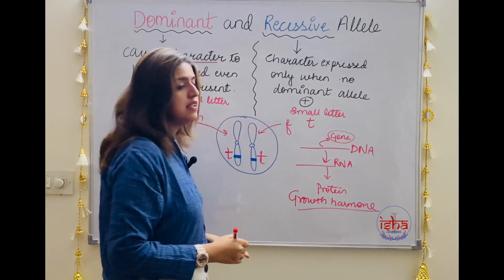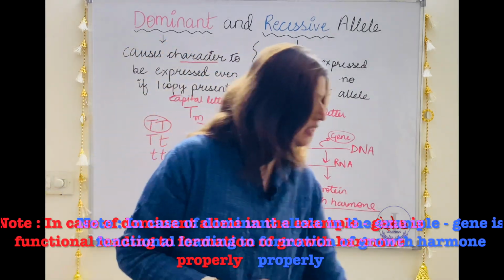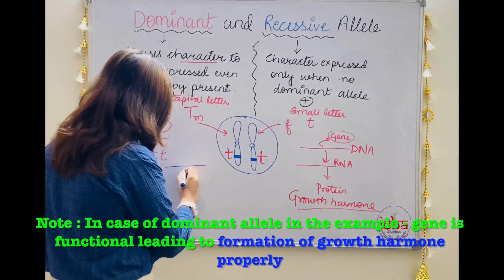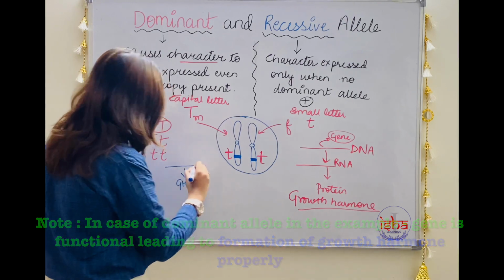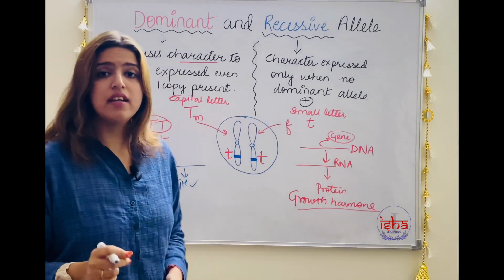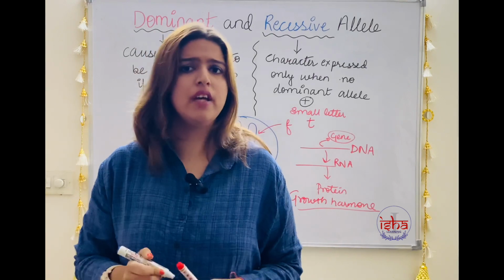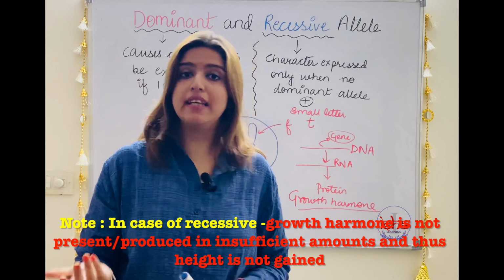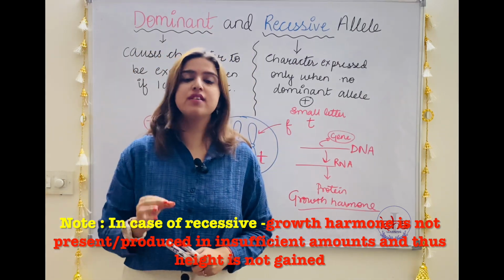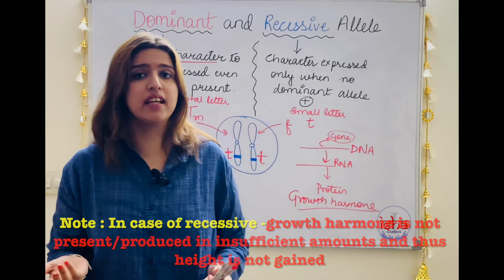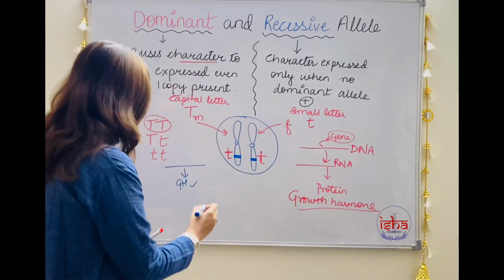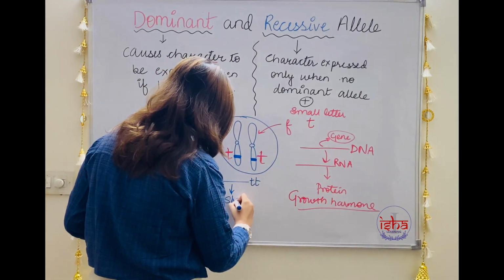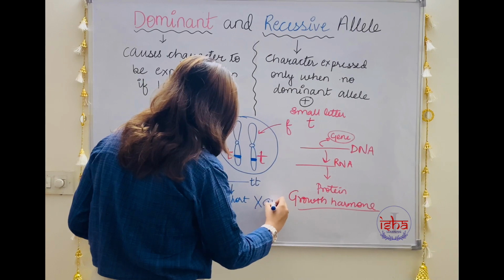So now what happens is that in the case of the dominant allele, this gene is functional. Let's say if it is capital T, then your growth hormone is being made properly. But in the recessive character, the gene maybe has a mutation or some defect because of which the growth hormone protein is not functional. If growth hormone is not present, then how will you gain height? That is why in the recessive condition you are not able to gain height. The height is short due to non-functional growth hormone.